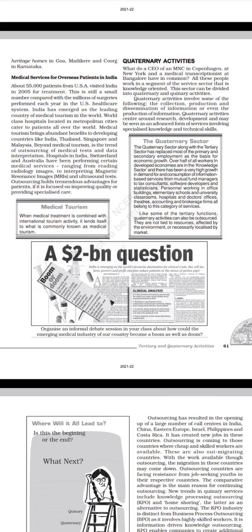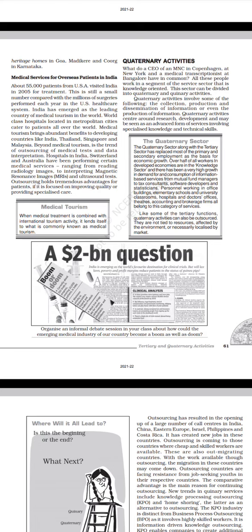Quaternary activities. What do a CEO of an MNC in Copenhagen or New York and a medical transcriptionist in Bangalore have in common? All these people work in a segment of the service sector that is knowledge oriented. The sector can be divided into quaternary and quinary activities. Quaternary activities involve the collection, production, and dissemination of information, or even the production of information. Quaternary activities center around research and development, and may be seen as an advanced form of services involving specialized knowledge and technical skills.